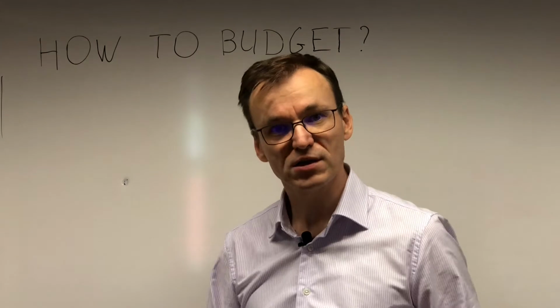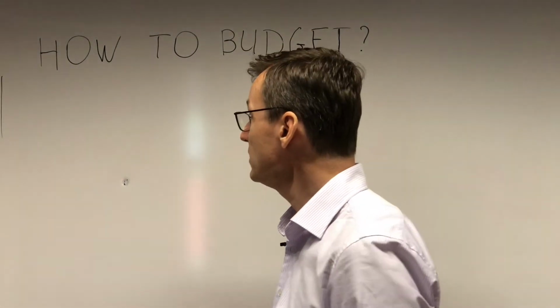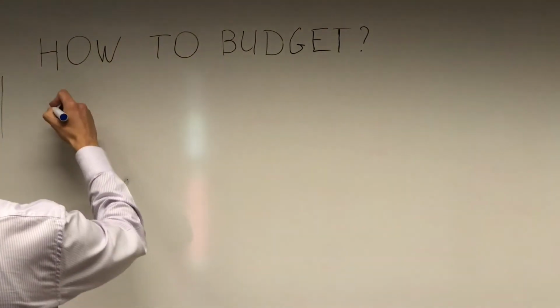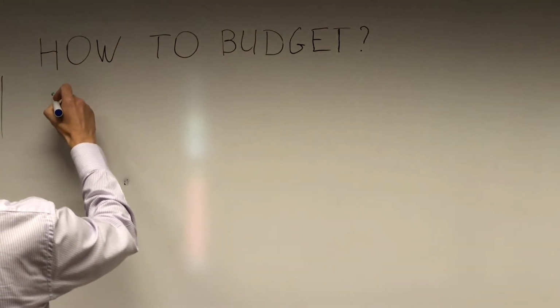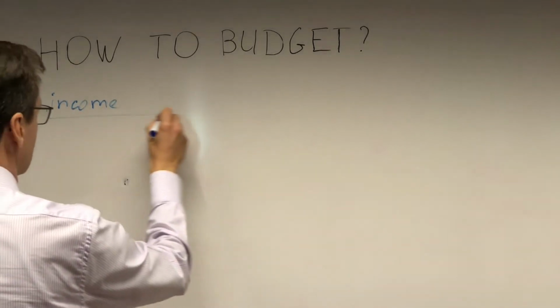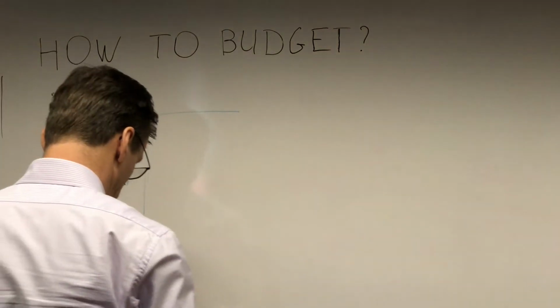Okay, what is a budget? It's actually not that complicated. So if I can visualize it somehow, then you have your income and you have your expenses.